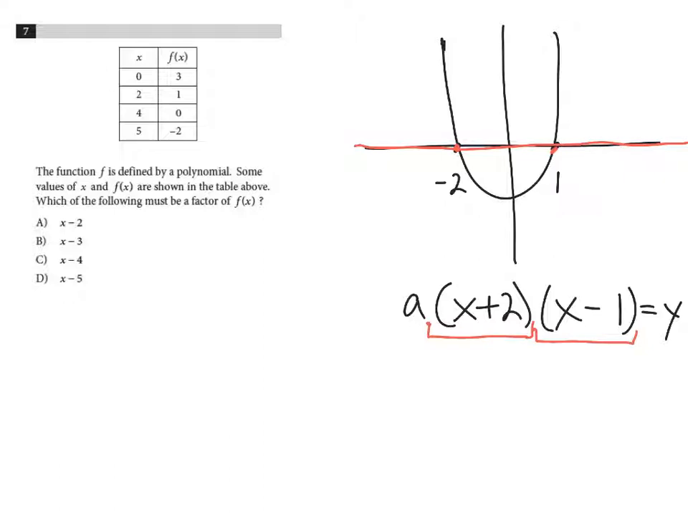Okay, so where is our output equal to 0? Our output is equal to 0 right here. That's where we have an x-intercept. And x equals 4. Well, what factor would make 0 when you input a 4? Well, x minus 4 would be that factor.